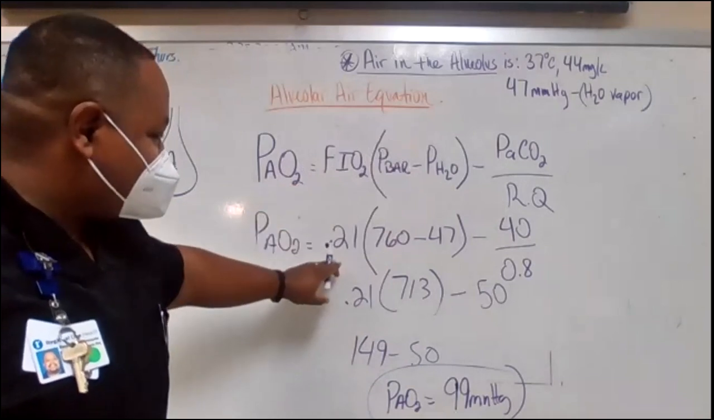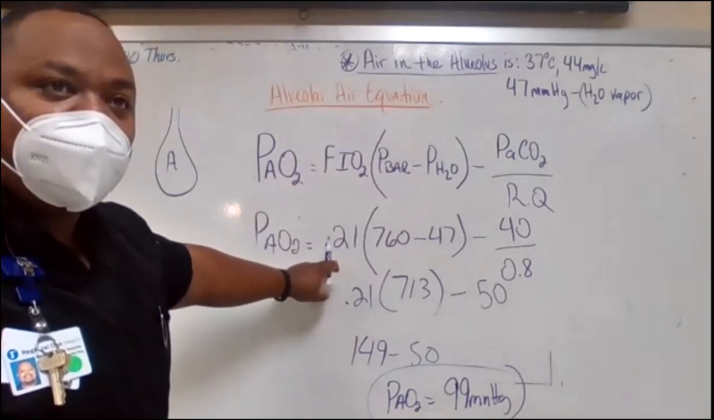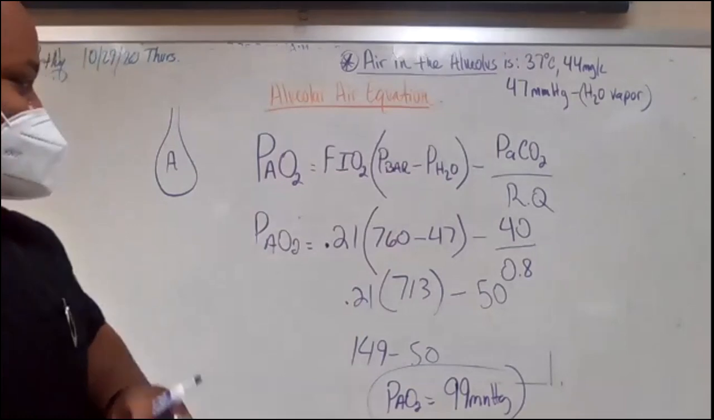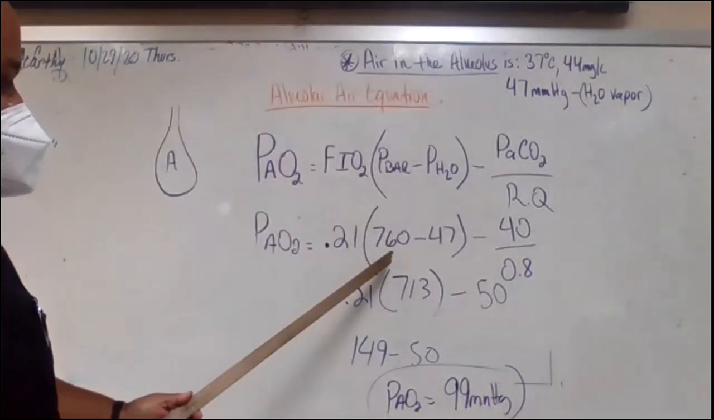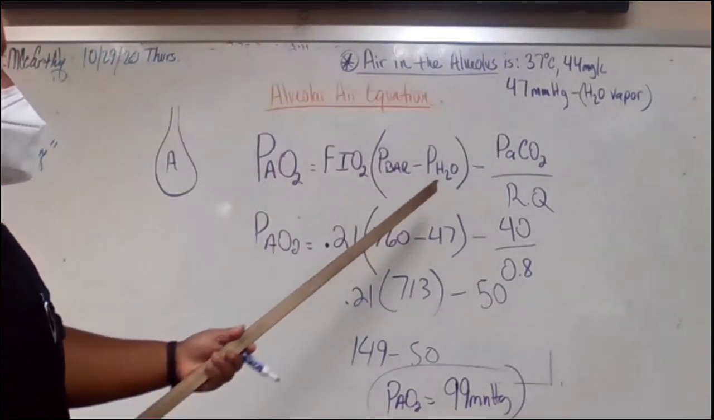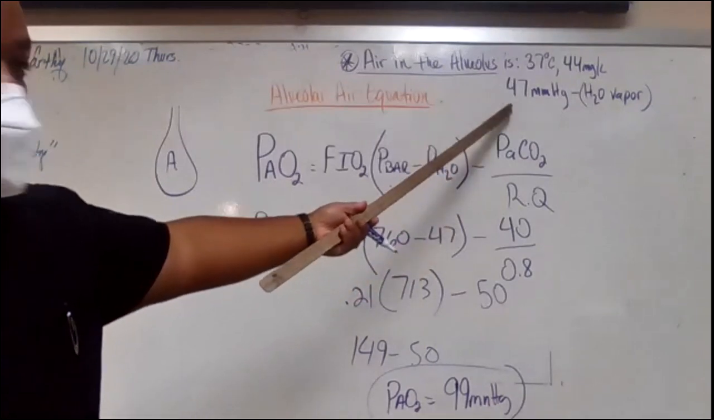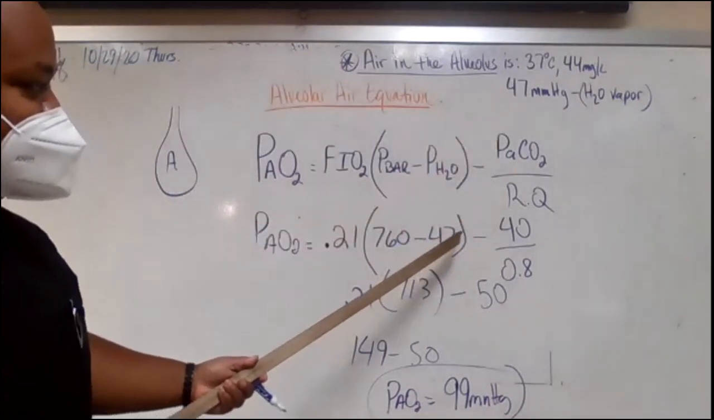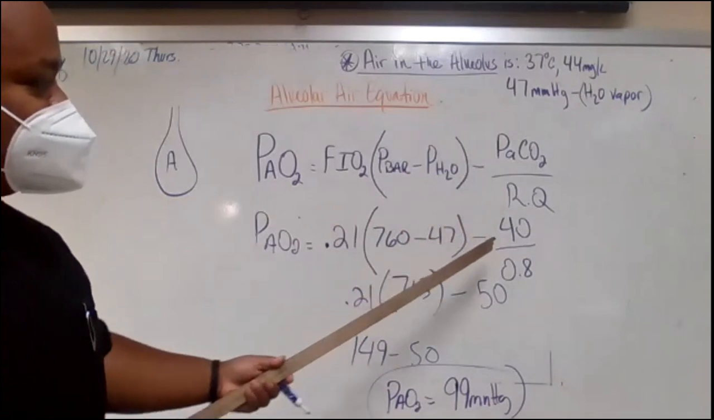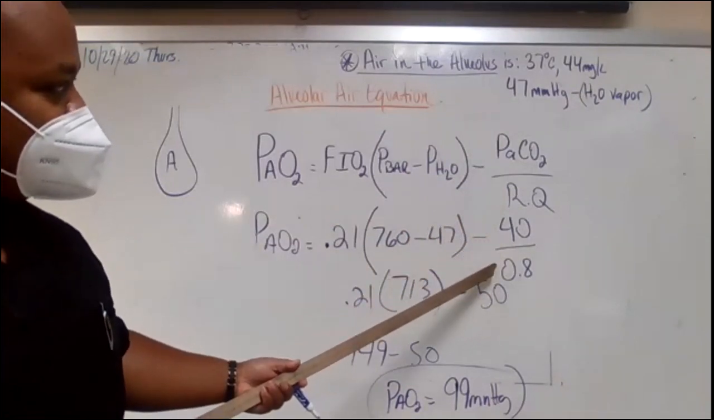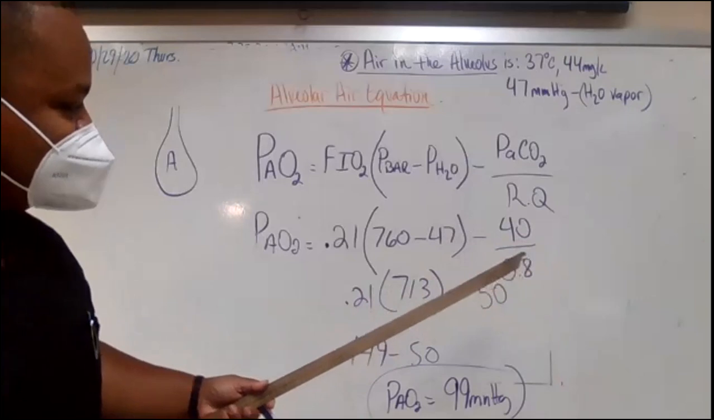The FiO2, he's on room air, 21%, which is 0.21, right? And P bar, he's at sea level, so it's 760. The pressure of water, I didn't give you one, so you use the normal, which is 47, minus his PCO2 was 40, and his respiratory quotient is 0.8.